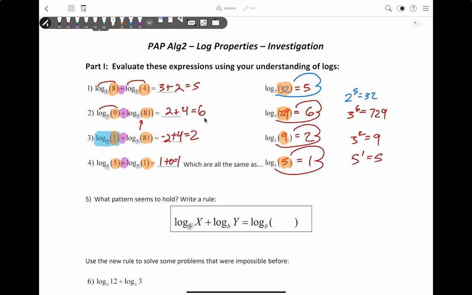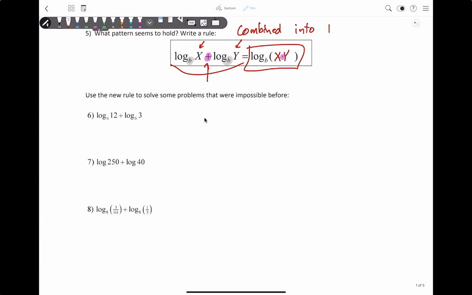So when they have the same base and I'm adding logs together, what we end up doing is we take this first argument and we multiply it with the second argument. So it'd be x times y. Okay? So whenever you are adding, you end up multiplying. Notice that I had 2 logs here that combine together into 1. When I combined them, the addition became a multiplication between those 2 pieces in the same argument. Okay, so let's get a lot of practice with this. We're going to use the new rule to solve problems that were impossible before.